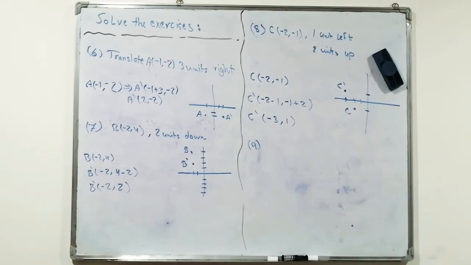We have to find the translation of the figure ABCD, 2 units to the right. Then determine the image figure in the coordinate plane.